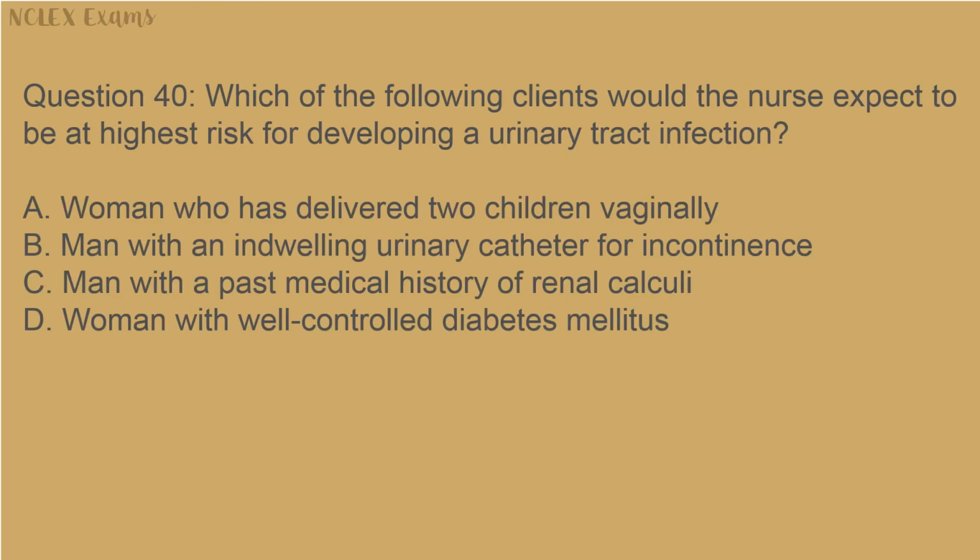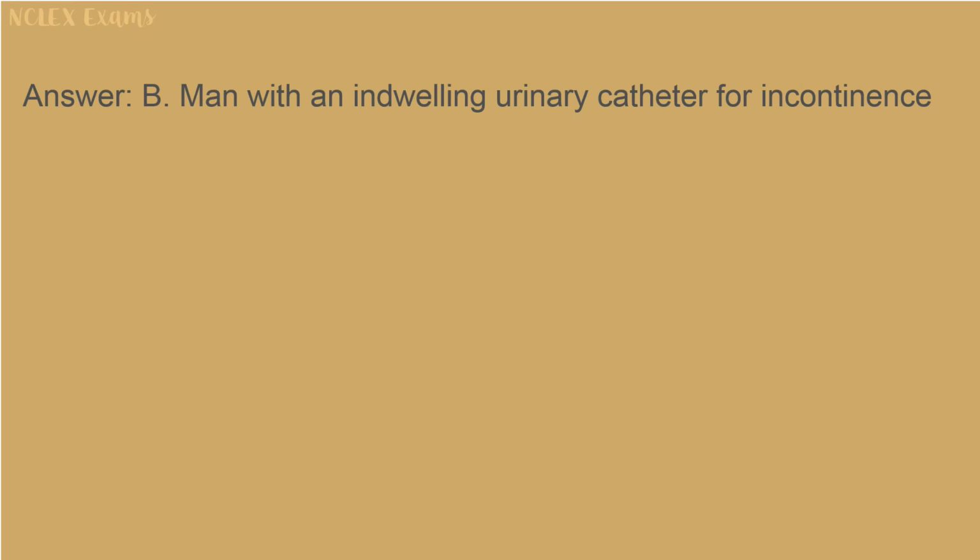Question 40. Which of the following clients would the nurse expect to be at highest risk for developing a urinary tract infection? A. Woman who has delivered 2 children vaginally. B. Man with an indwelling urinary catheter for incontinence. C. Man with the past medical history of renal calculi. D. Woman with well-controlled diabetes mellitus. Answer: B. Man with an indwelling urinary catheter for incontinence.